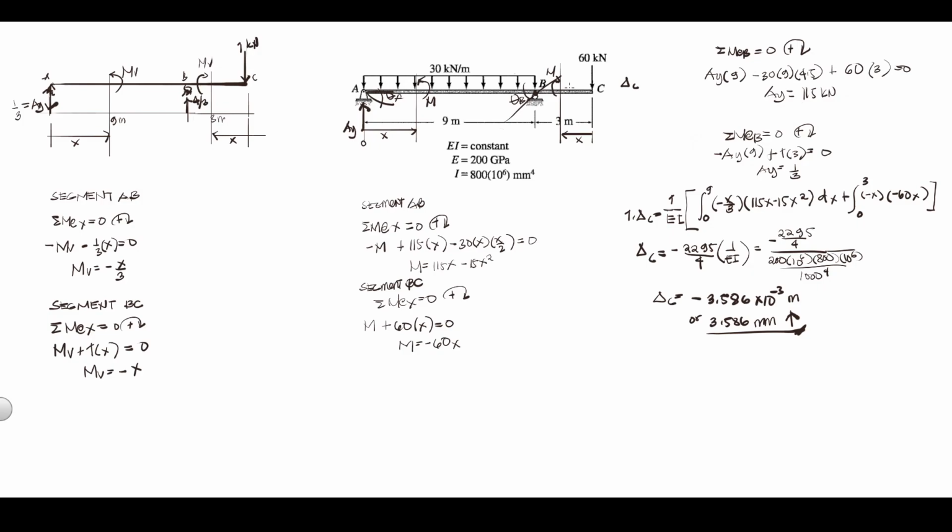Okay, so next na example natin is for frame naman. So, paano natin gagamitin yung virtual work method sa frame. So, abangan nyo yan sa susunod na video natin.